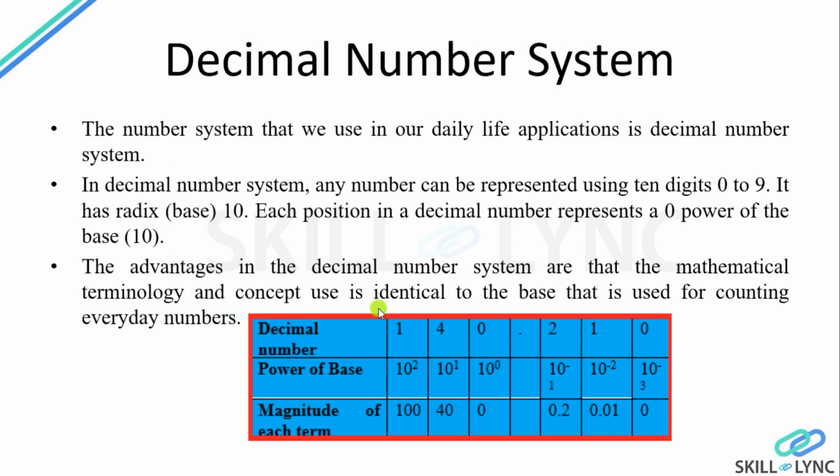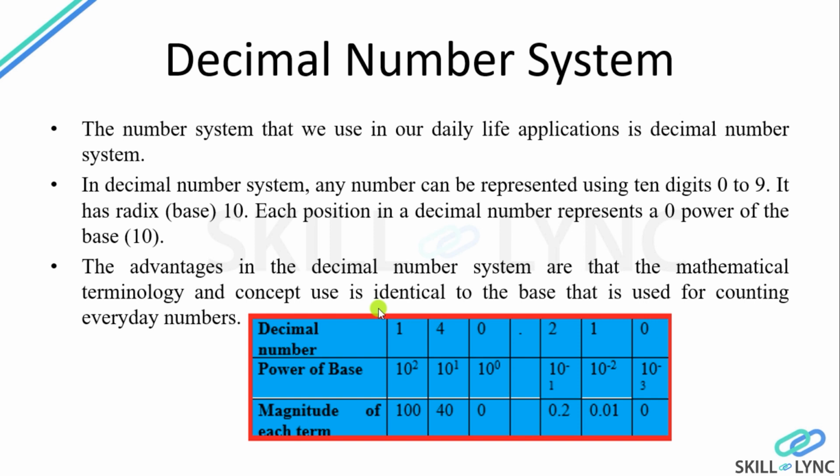Now come to the most familiar number system, that is the decimal number system. The number system that we use in daily life. For real time examples, if I am purchasing a mobile phone worth 10,000 rupees, it is a decimal number system. If I purchase 20 kg of rice at a rate of 50 rupees per kg, then it is again a decimal number system. So all the real time applications and daily examples are examples of the decimal number system.